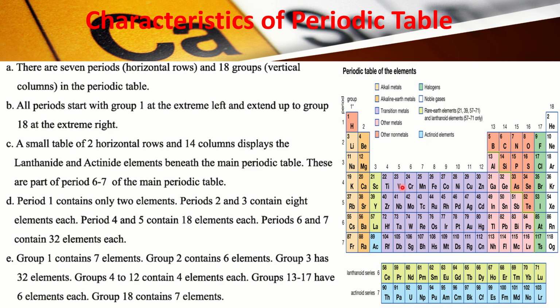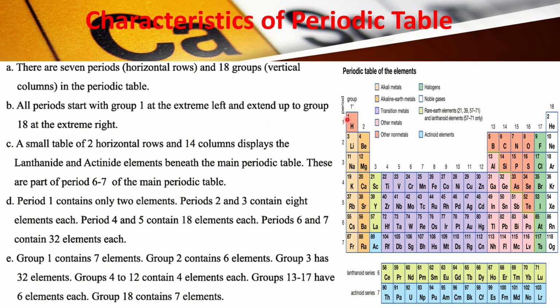These horizontal lines are called periods. There are total 7 periods and total 18 groups, 18 vertical columns. 1, 2, 3, 4, 5, 6, 7, 8, 9, 10, 11, 12, 13, 14, 15, 16, 17, 18 vertical columns in the periodic table. All periods start with group 1 at the extreme left and extend up to group 18 at the extreme right. All the periods.